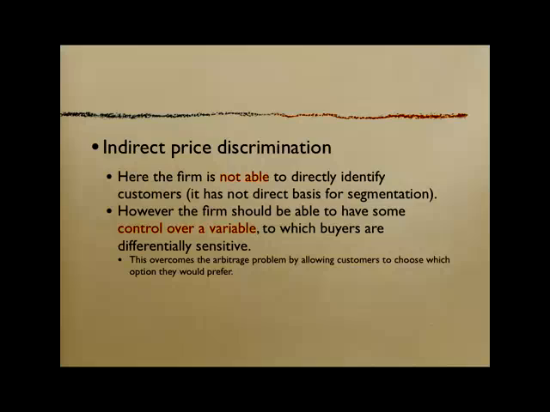Indirect price discrimination refers to where the firm is not able to directly identify customers. It has no direct basis for segmentation, but the firm is able to have some control over a variable to which buyers are differentially sensitive. An example here is to do with pricing on various discount airlines, where the firm sets prices which vary significantly, depending on how close to the time of departure the passenger wishes to travel.